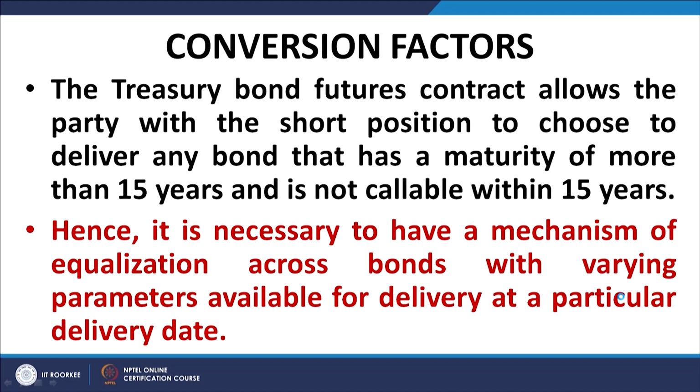On a particular date of delivery relating to T-bond futures, there can be a number of bonds that can be tendered for delivery by the party enjoying the short position. In fact, the requirement is that any bond having a remaining lifespan of 15 years and which is not callable within that period of 15 years can be tendered for delivery by the short party to the long party under the futures contract. That means that a variety of bonds can be delivered.